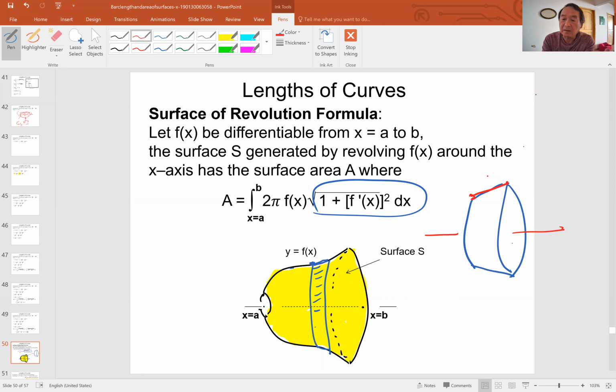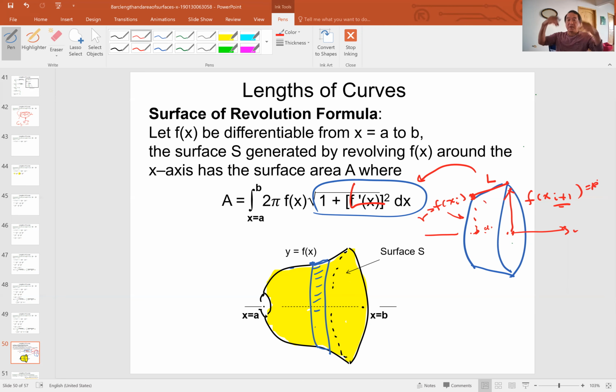And what's the length L? The length L is dx down there before. Okay, this is dx. The length L is this part. And then what's the big radius? The big radius, of course, is f of x sub i plus 1. I mean, i plus 1 is the i plus 1 point in the partition of the x-axis. And then, of course, the small r is the other side, f of x sub i. So that's this little r, this is the big R of the frustum.